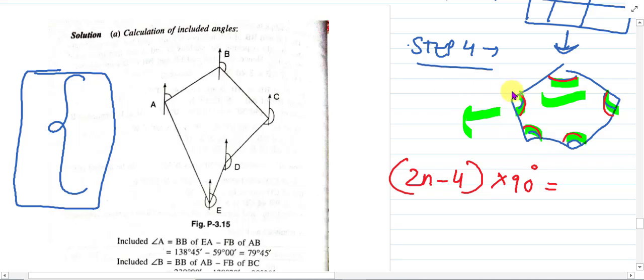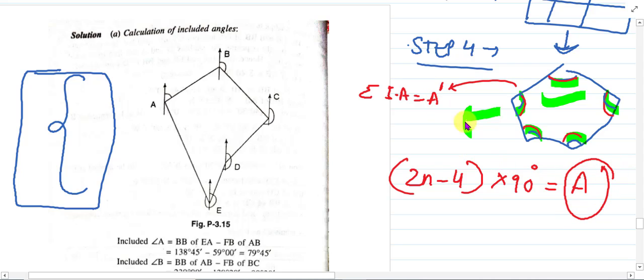This summation of all internal angles is represented by A dash, and the corrected value is represented by capital A. Now if A dash is equal to A, then you don't need to add any value to your internal angle. If it is not equal, then you have to find the corrected value.